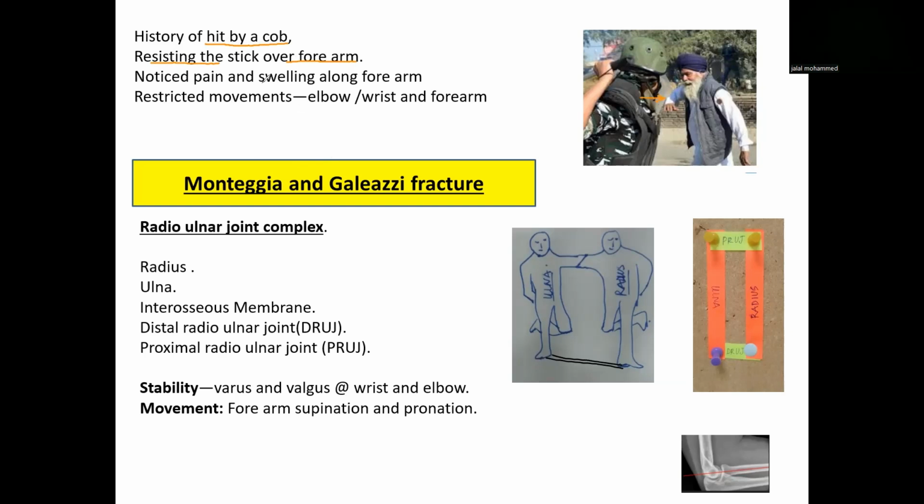And after that, the patient developed swelling and pain over the forearm, and there was restricted movement of the elbow, wrist, and the forearm. So there is some injury to the bone, which is causing alteration in the function of elbow, forearm, and wrist. So in the last class, I told you about the ice cream diagram of four specific parts of the forearm, that is proximal radial ulnar joint, distal radial ulnar joint, radius, and ulna. So if one part is affected, the other three things will also get equally affected.